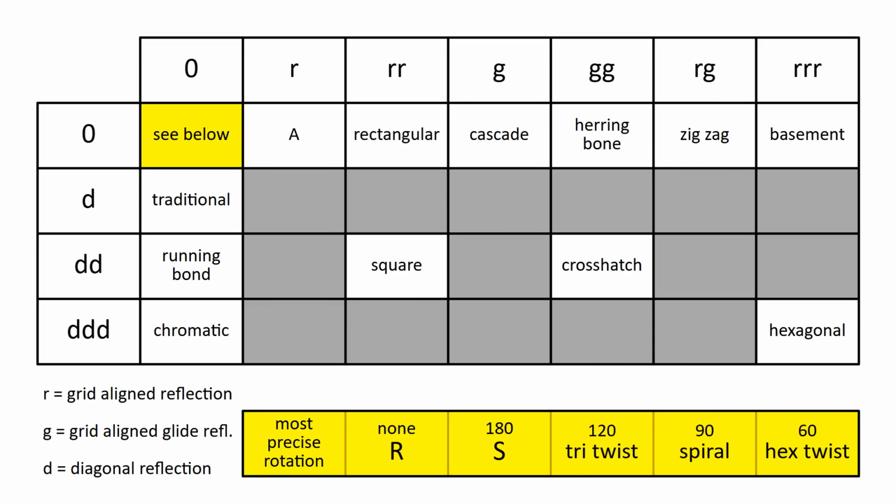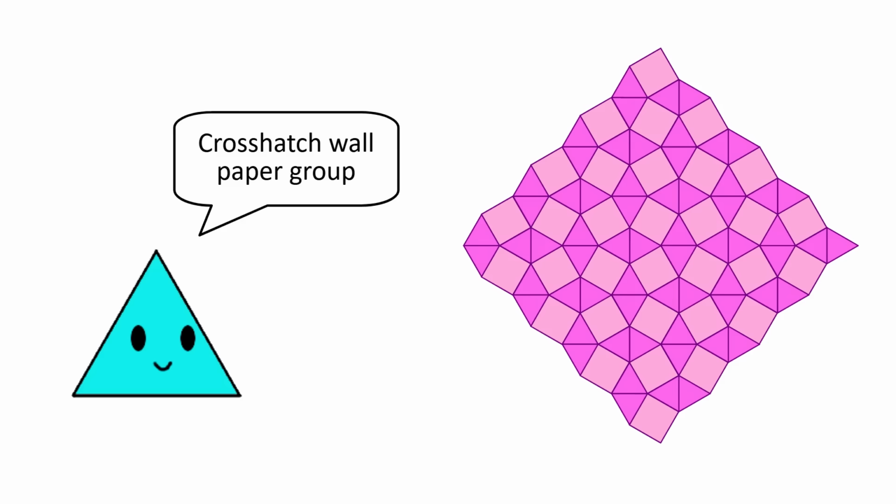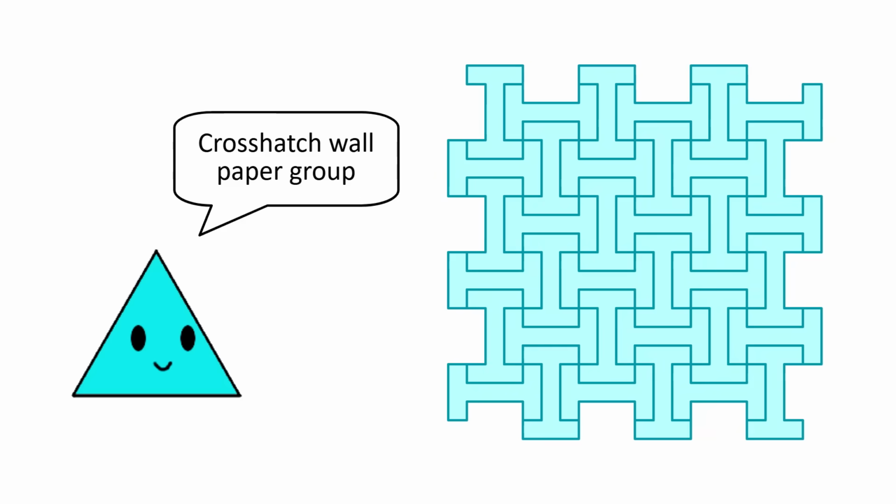And this chart shows how you can identify the different groups. With that, we finally have all 17 wallpaper groups. Knowing about them not only recontextualizes every tiling you see, but also helps you design new ones.